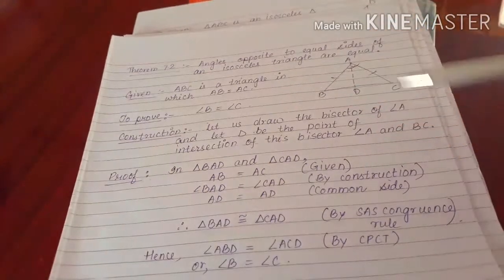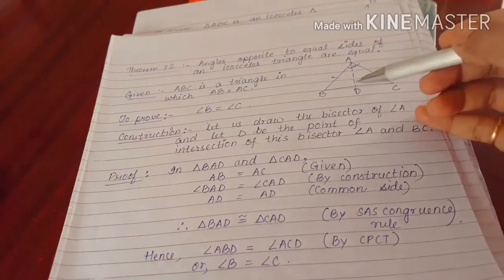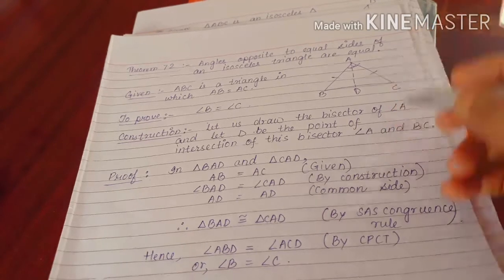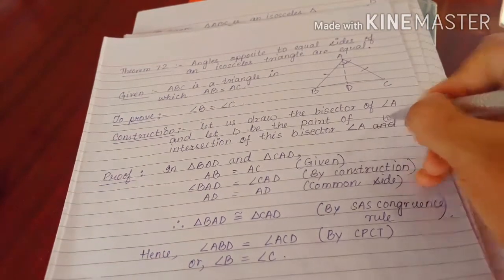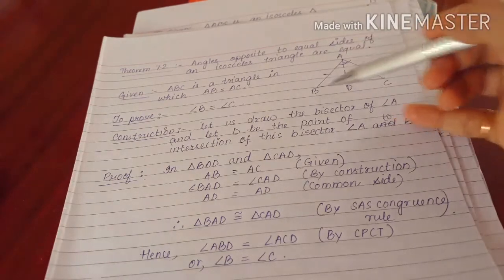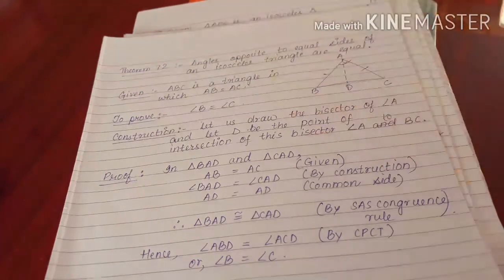So let us draw the bisector of angle A and let D be the point of intersection of this bisector of angle A with BC. So you have to write here, to BC. That means AD is a line which is dropped on the side BC. Okay, so here let us start the proof.